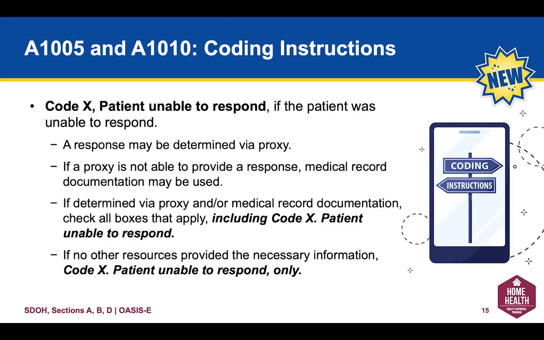If a response to this data element is determined via proxy or medical record documentation, the assessor would code the appropriate category or categories, as well as checking code X. If the patient is unable to respond and there is no proxy or medical record documentation available to provide this information, the assessor is to check only code X, patient unable to respond, and no other response.